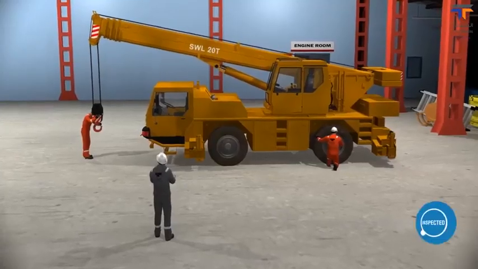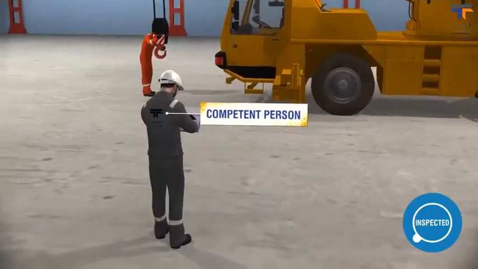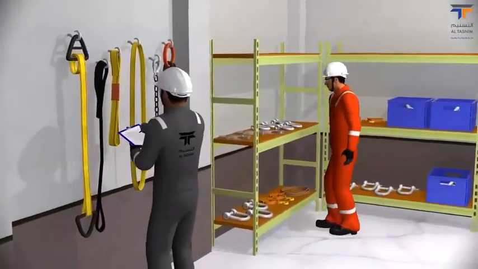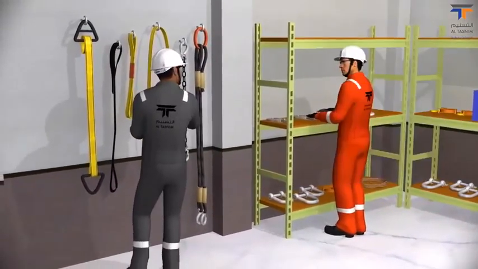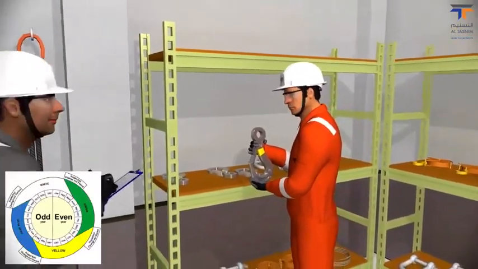The equipment should be inspected by a competent person, and the certificate must be kept safely. All the lifting equipment should be checked by a lifting equipment controller every month, and it shall be inspected and color-coded as per the current month's color-coding practice.